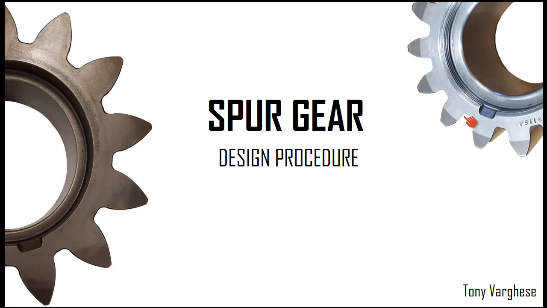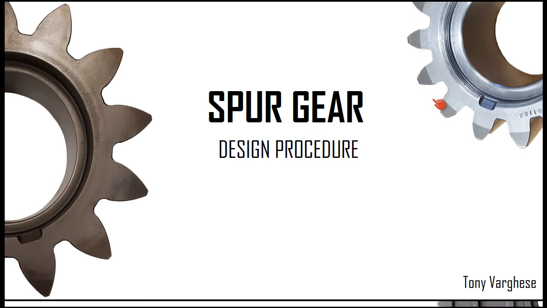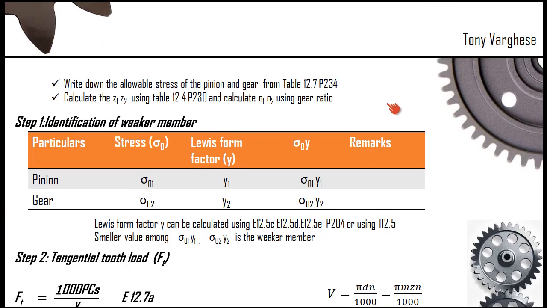Design of spur gear can be subdivided into three parts. In the first part, we will calculate the module. Second part focuses on the calculation of the dimensions, and the third part is the validation. Now let us discuss the design procedure in detail.